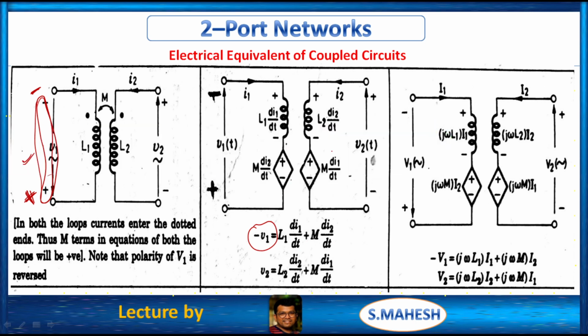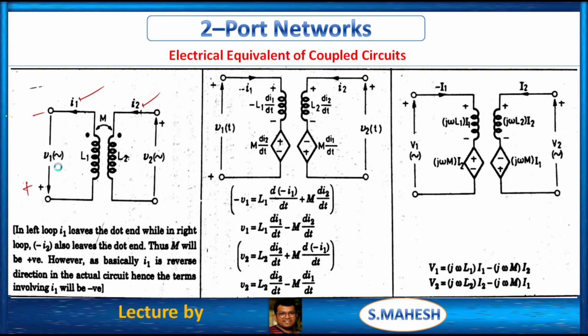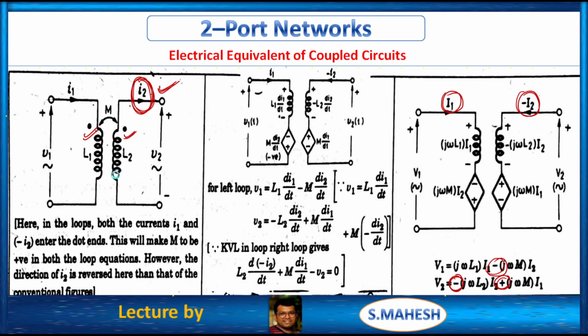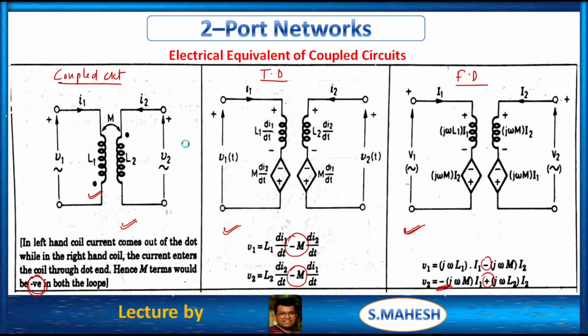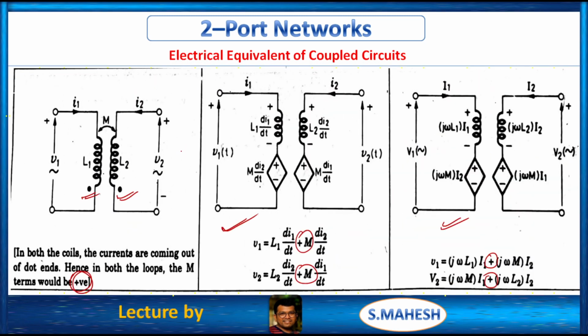Then you have to be very careful about the dot conventions as well as the current direction as well as the polarity of supply voltage, right? See, in this circuit the current direction is same, but see, here it is minus, here it is plus. Polarity of supply voltage changes. That's it. So these are all very important observations from different coupled circuits. So from this we can write one point.